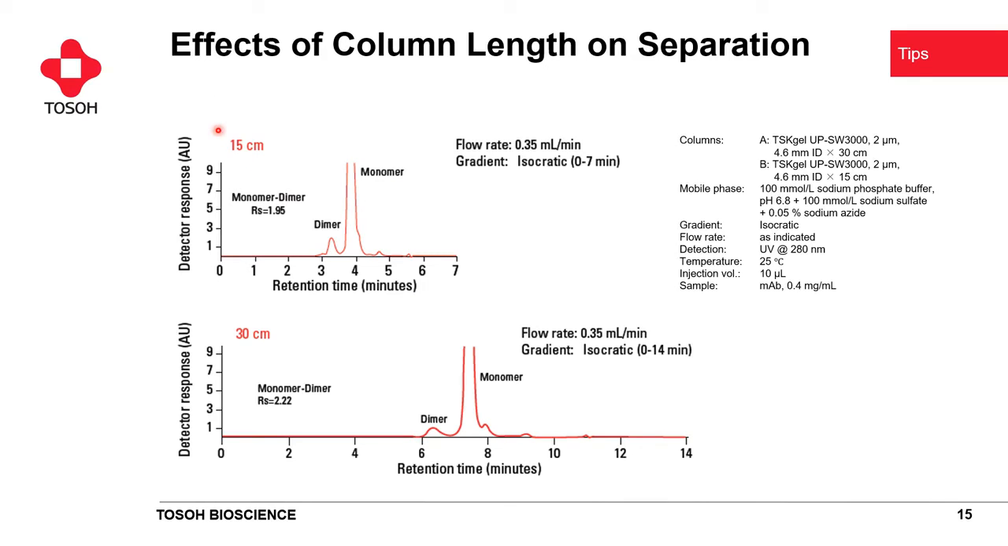If we compare the separation of a monoclonal antibody on a 15 centimeter column, in this case, we can see the monomer and the dimer, and we also have a quite okay resolution between both. But clearly what we see on the 30 centimeter column is, for instance, here a peak on the low molecular weight side of the antibody, which is better separated as compared to the 15 centimeter column.